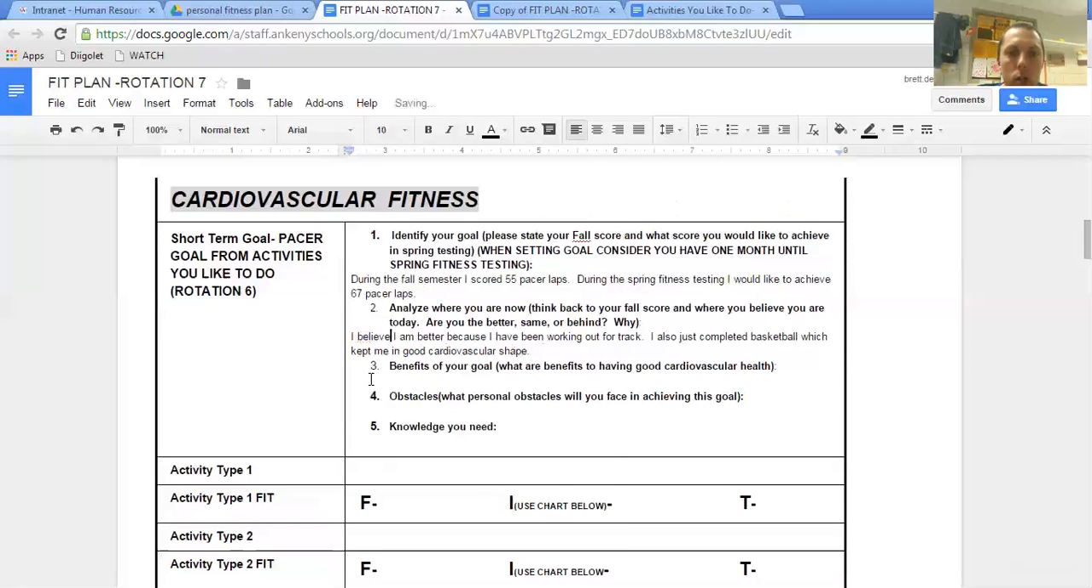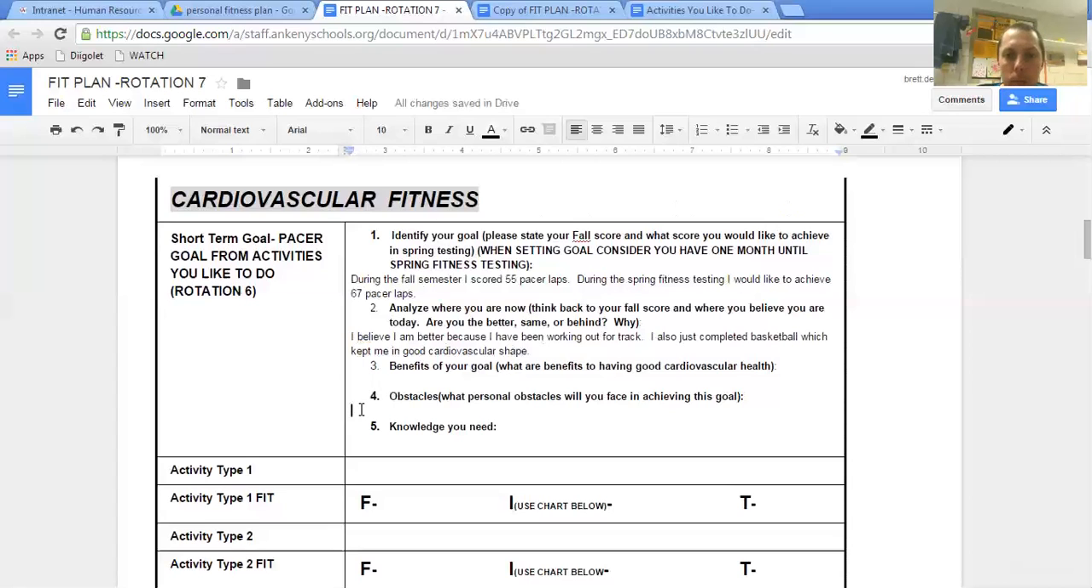So then I'm going to go answer my question. Benefits of your goal. What are benefits to having good cardiovascular health? This is going to be something where if you don't know, you should go on to Google and research it. Maybe you should ask others around you. So this is where you're going to have to go do a little research. What are benefits of good cardiovascular health? Why is it very important to have good cardiovascular health?